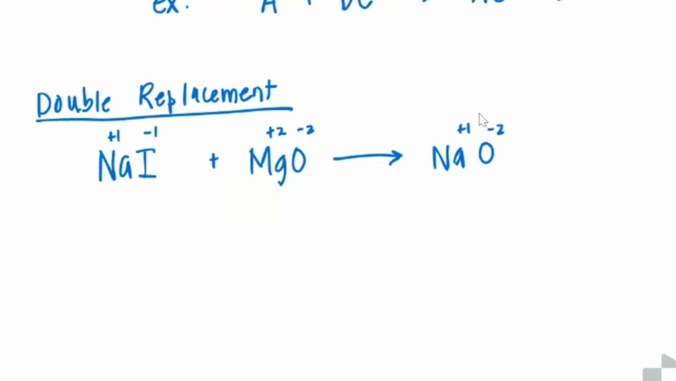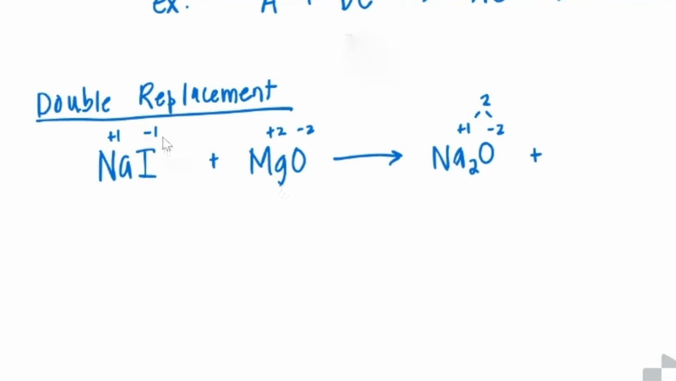Then I'm going to have to make sure that my charges balance out. So 2 and 1 fit evenly into 2. That tells me I'm going to need 2 sodiums for every 1 oxygen. You have to make these atoms stable before you do anything else. Then we're going to need a second product. In the second product, we again are going to pair a new positive with a new negative.